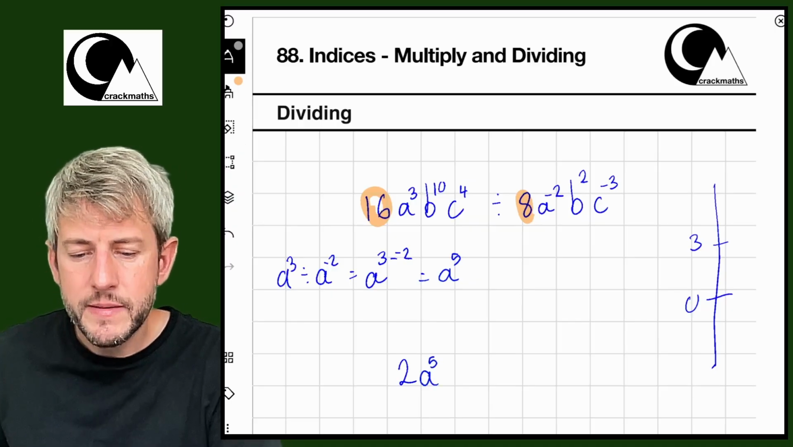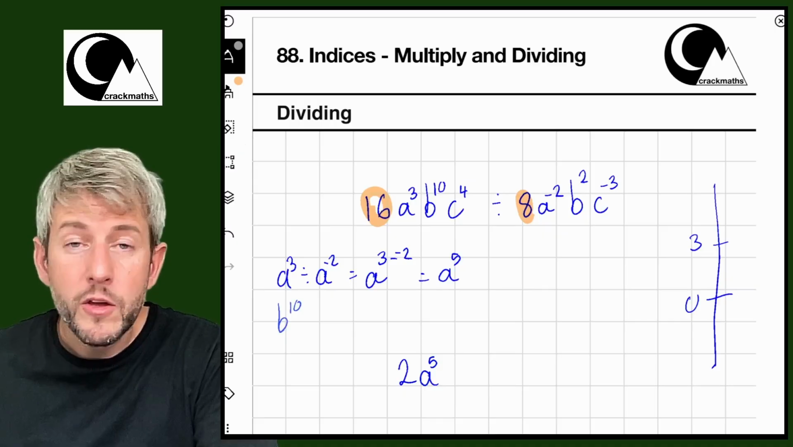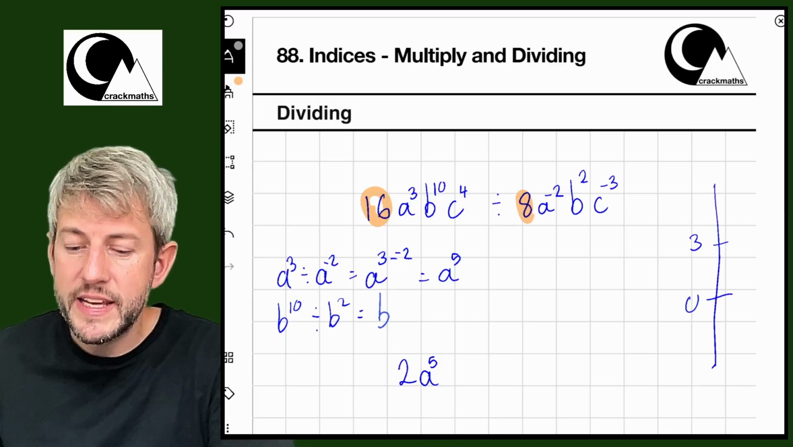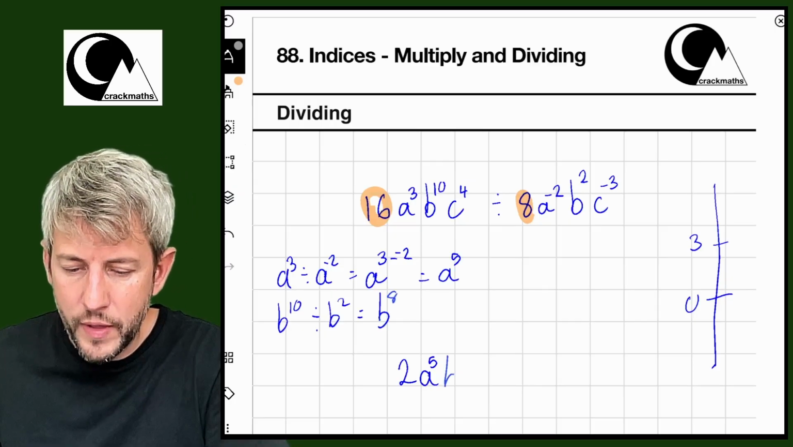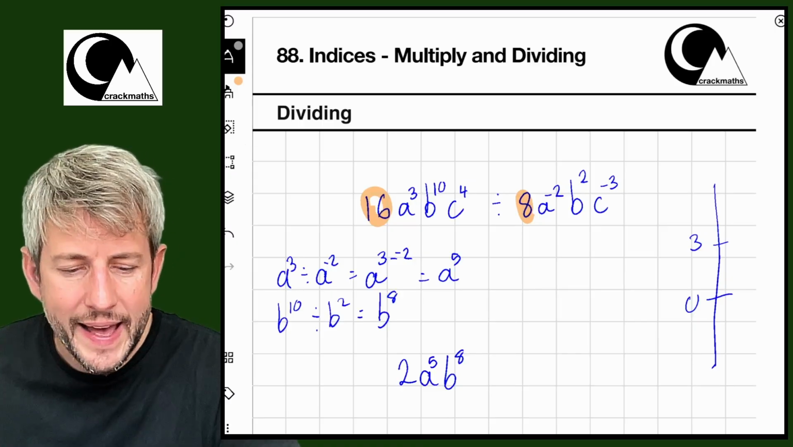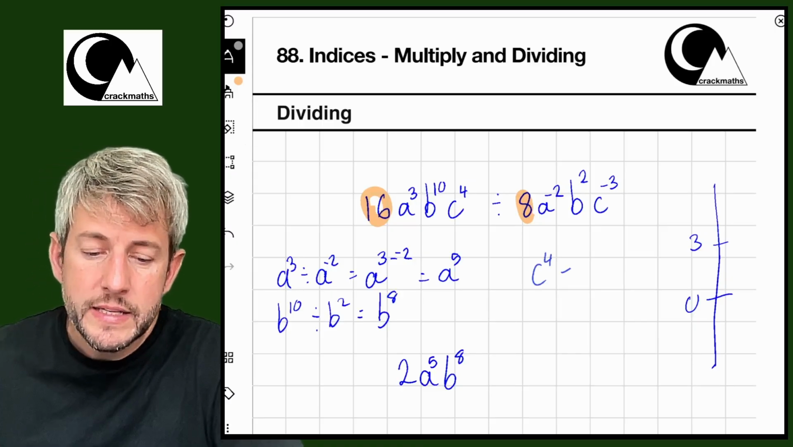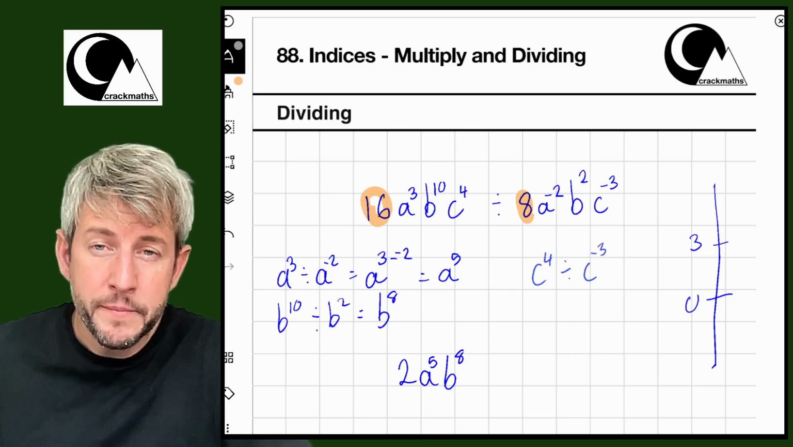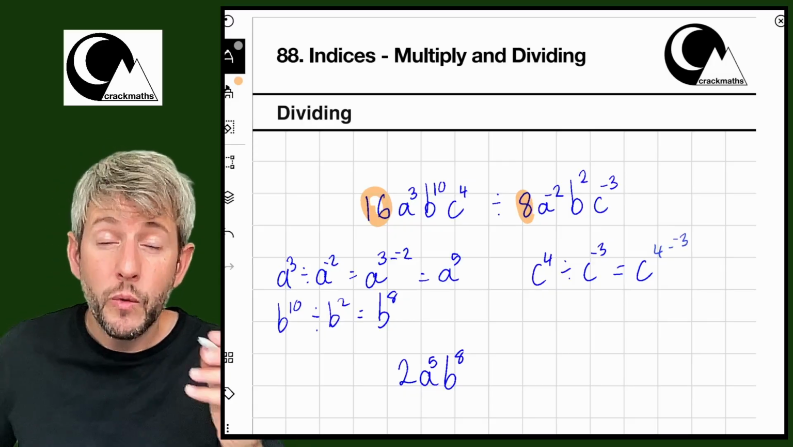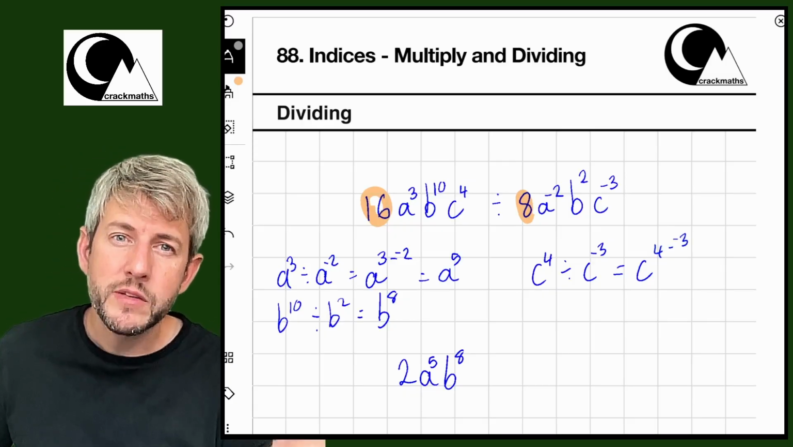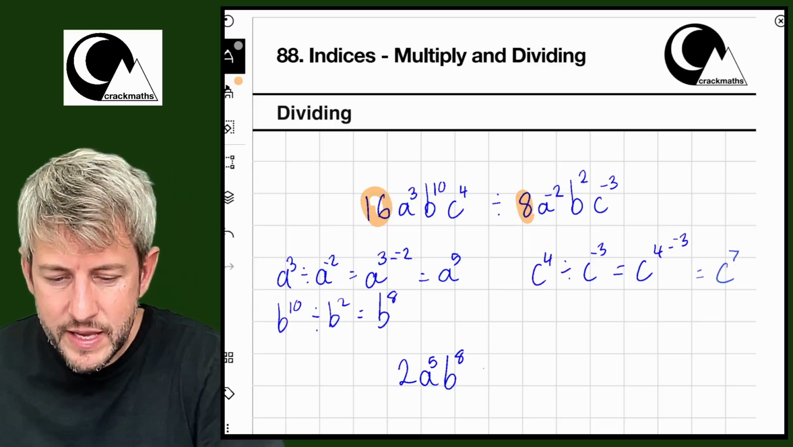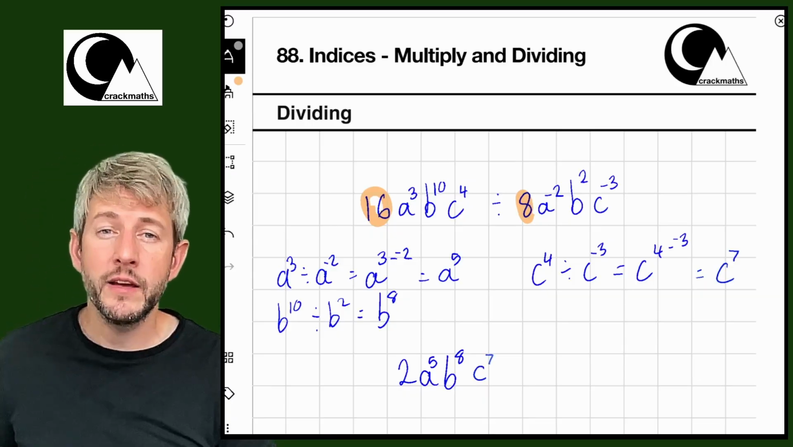Then we focus on the b's. So we've got b to the 10 divided by b to the 2, that's nice and easy. 10 take away 2 is 8. So I'll put that down here, b to the 8. And then over here, I'm going to have the c's. So we've got c to the 4 divided by c to the negative 3. So this will equal c to the 4 take away negative 3. Well, 4 take away regular 3 would go down, so 4 take away negative 3 goes up, and that's going to be c to the power of 7. So here we go. That is c to the power of 7.